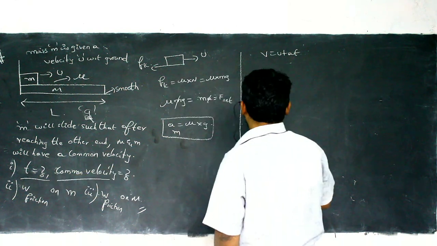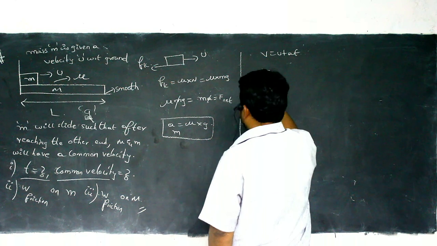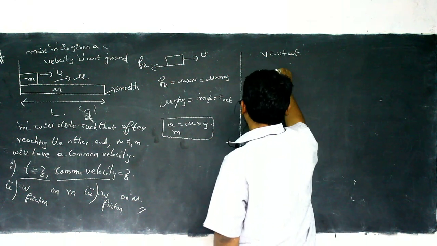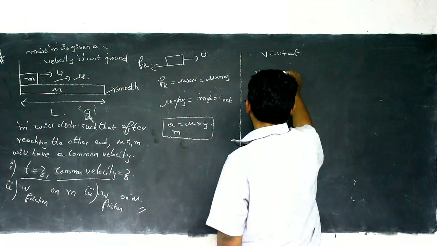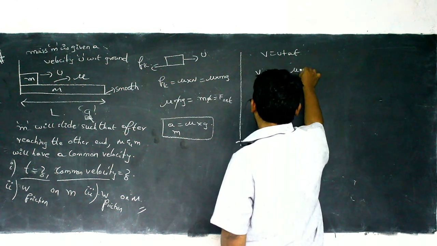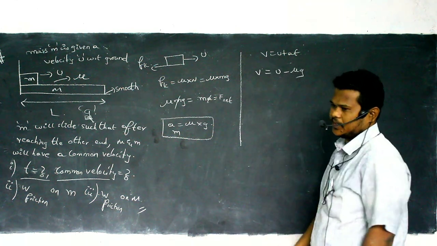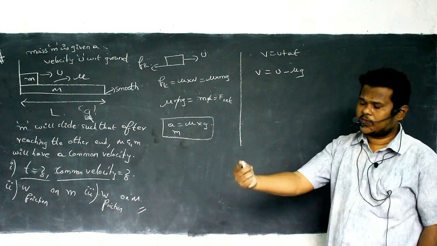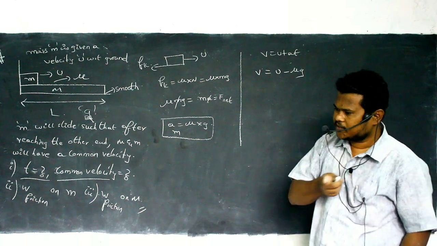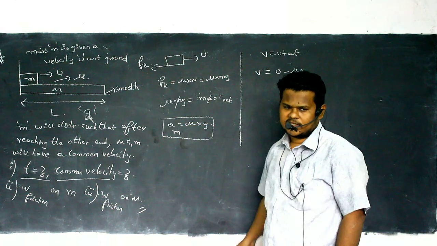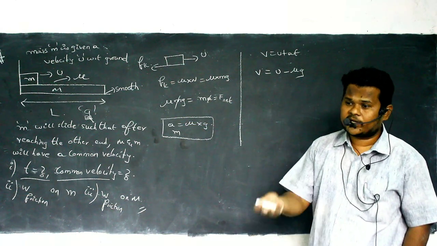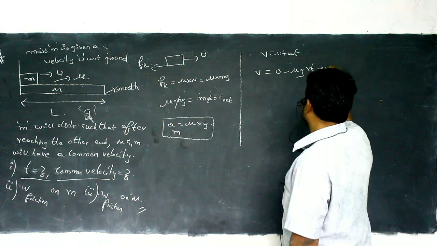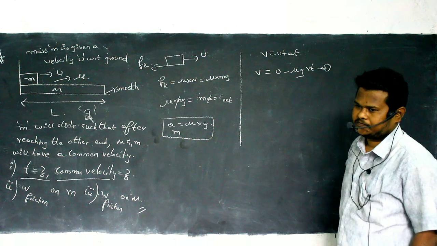So the final velocity, let it be v. Initial velocity is how much? U. Acceleration is how much? Minus mu g or plus mu g? Minus mu g. Why minus mu g? Because the body is moving in one direction and the acceleration is acting in the opposite direction. The speed of this body will definitely reduce. So minus, and time taken is t. Let it be equation number 1.